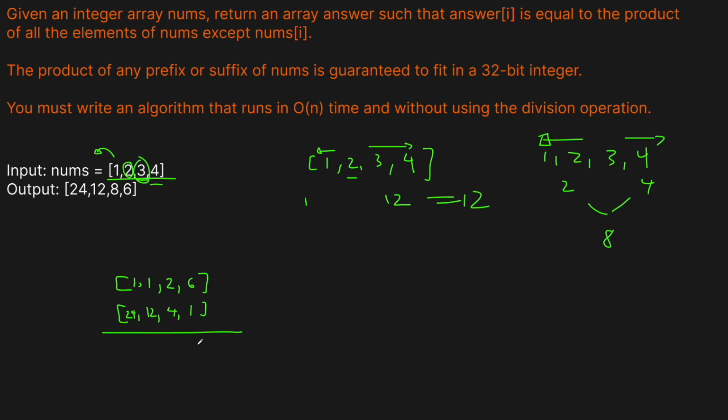So if we multiply down, we see we get 6, we get 8, 12 times 1 is 12, and 24, which is exactly our answer, right? 24, 12, 8, and 6. So that's the idea that we want to use here, right? We're going to build this array when we go from the left, and we're going to go from the right.